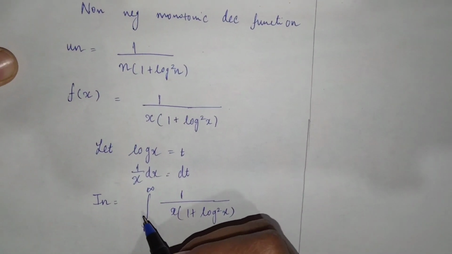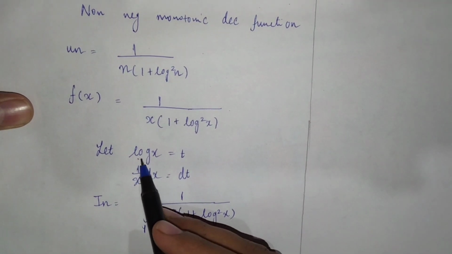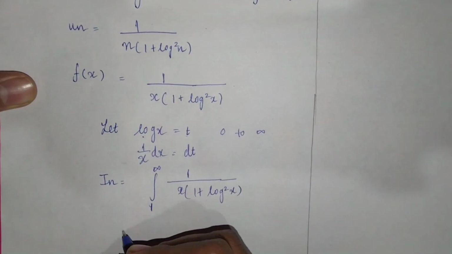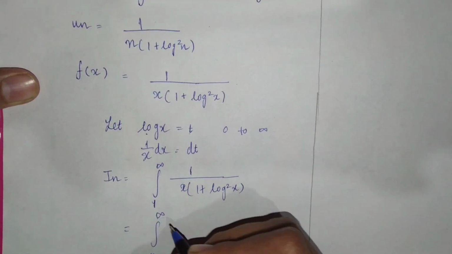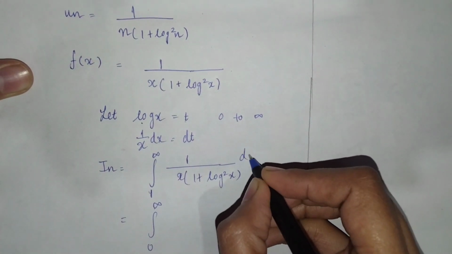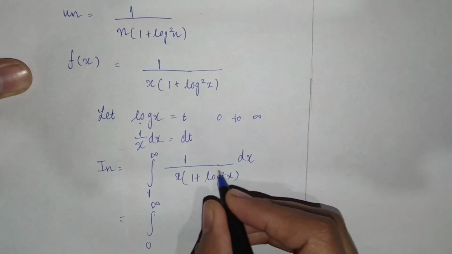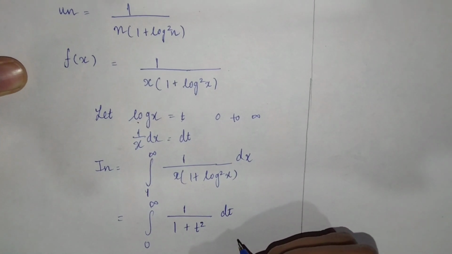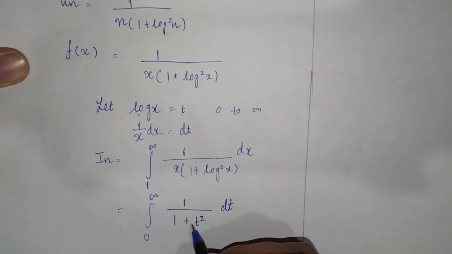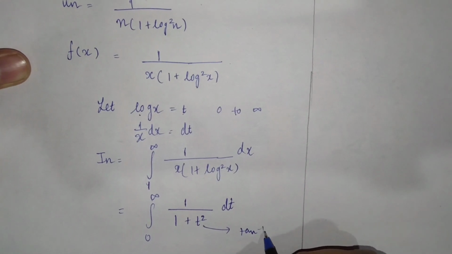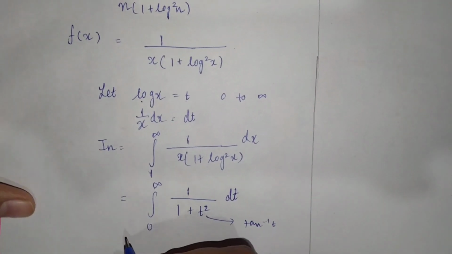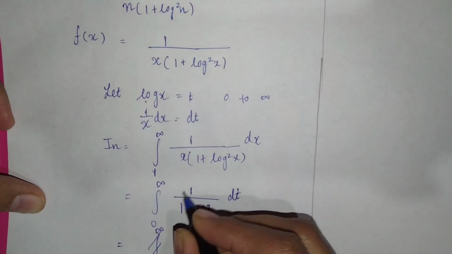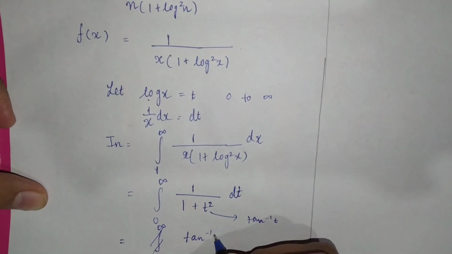So again the limits will change. Whenever we put log x equal to t, the limits will change to 0 to infinity. So here we can write 0 to infinity, and again 1 by x dx is equal to dt. And log square x is t square, so we can write 1 plus t square into dt. Okay. Now integration of 1 by 1 plus t square is equal to tan inverse t. So here in place of this we can write 0 to infinity, integration of 1 by 1 plus t square is equal to tan inverse t.